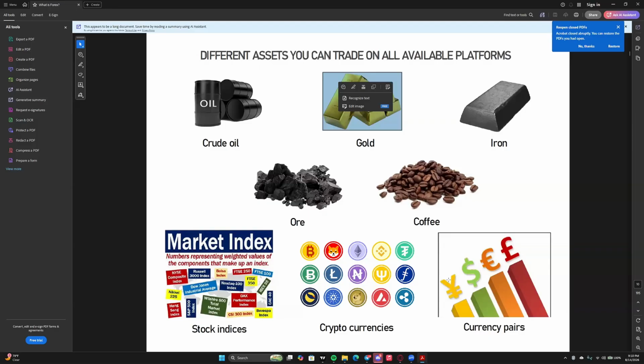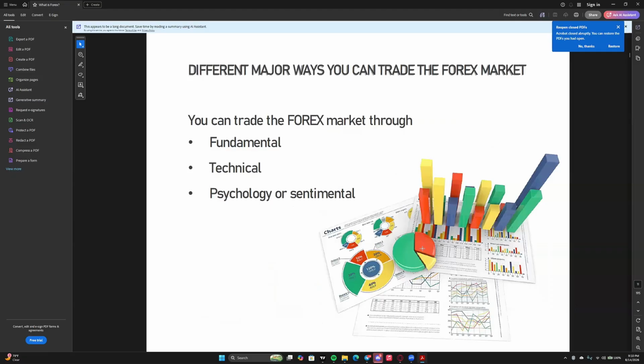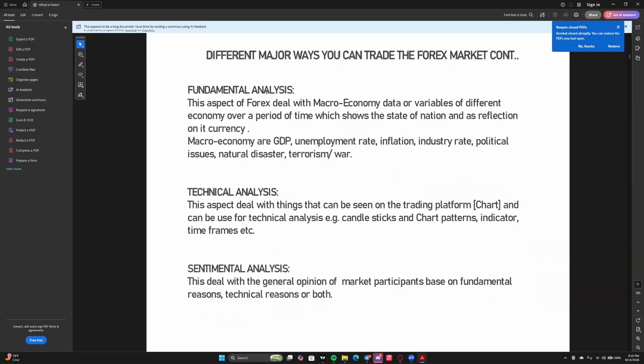Then you also have the regular currency pairs, your GBP, your USD, your CAD, your NZD, your AUD, which you also trade in the forex market, your regular currency pairs. Now, different major ways you can trade the forex market. We explained this also yesterday. You can trade the forex market through fundamental trading. Fundamental analysis is the trading of news and world events.